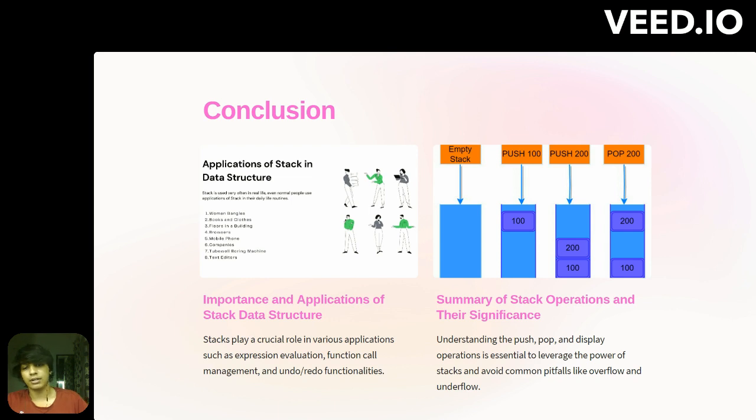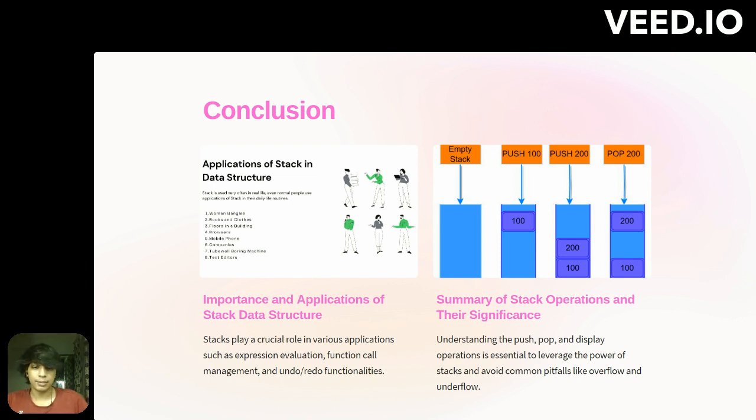Why do we need all of these applications in the stack data structure? Stack plays a crucial role in various applications such as expression evaluation, function call management, and undo redo functionalities. It helps us get whatever is in the stack and whatever we need to push in or push out.